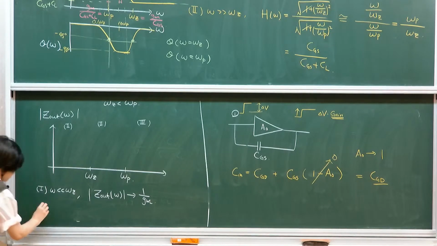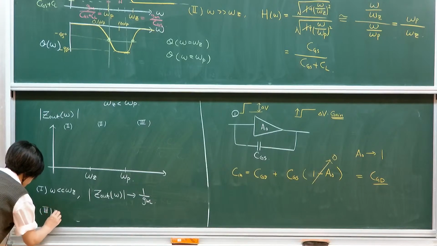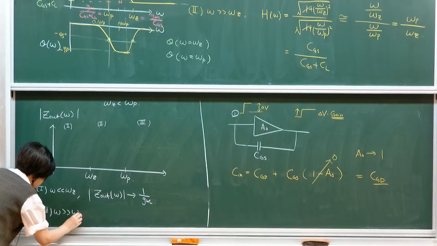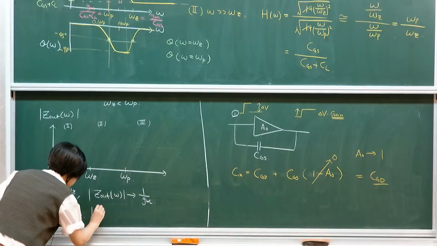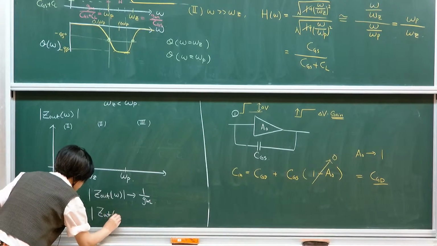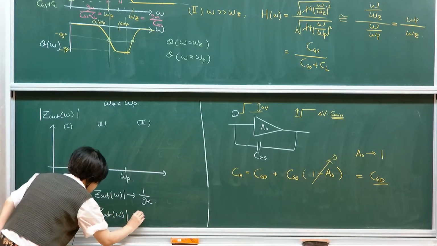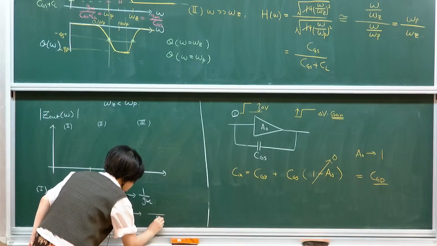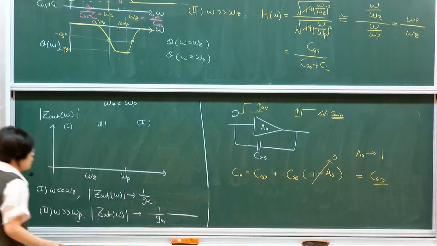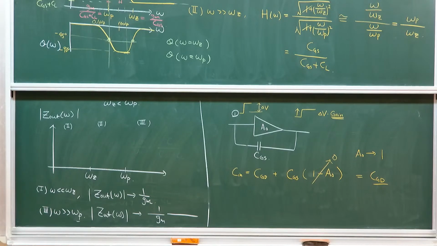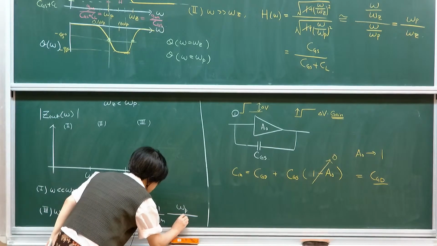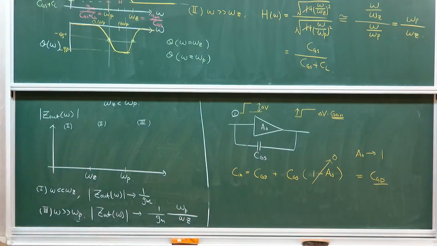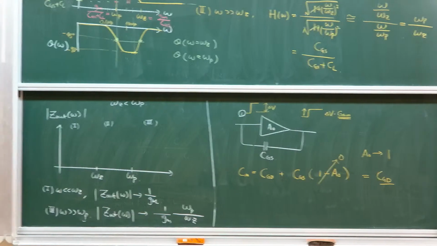And then at region 3, where frequency is much, much larger, past the pole, past my transit frequency, what happens is that your ZL, if you look at this, will simply be GM1. This is the same as the previous case. Your omega Z will come out, omega P will come out. So it will be omega P against omega Z. So this is my omega Z.